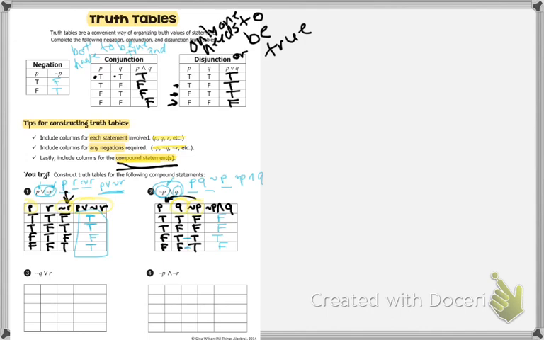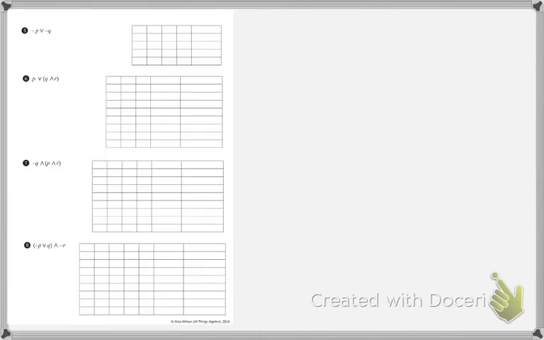Let's look at more complicated. Let's look at the next page. So we're continuing on. Let's work on something larger. Let's look at number 7. Before we start, we need to fill in our column. So we need to find out how many statements we have. We have Q, P, R.